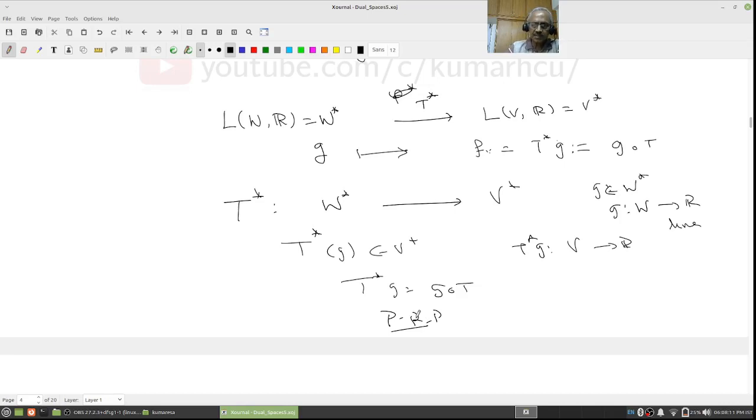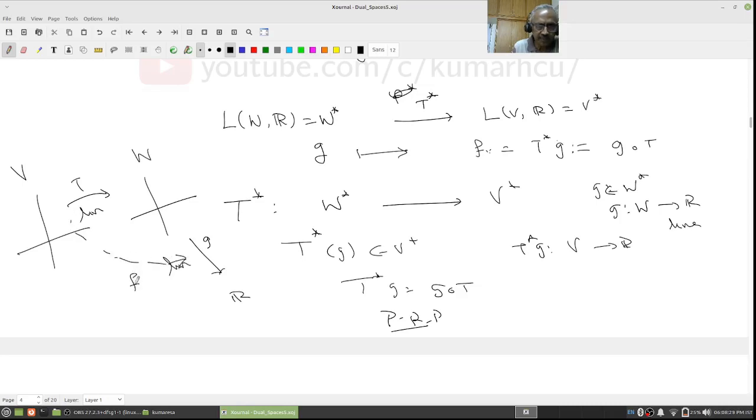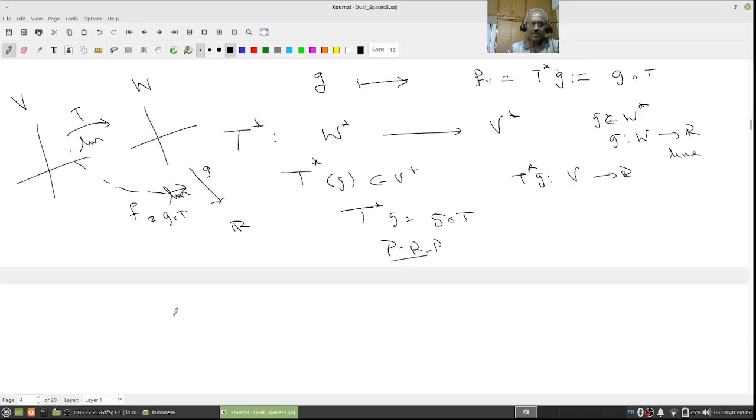Once you understand this, you're clear. Again, look at this. This is my V. This is my W. And from here I have g to R. These are all linear. And this is my T, linear. Then by composing, I get a map f. That is, go from V to W by T and from W to R by g. Therefore I get g composite T. Just don't try to learn. Just look at the picture in your mind and go through this.